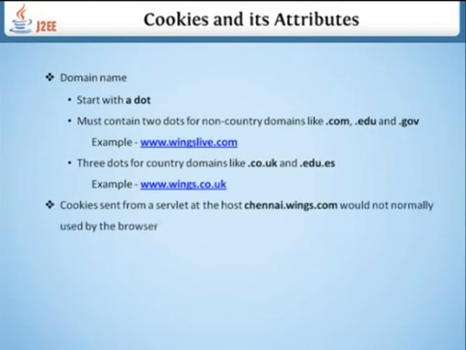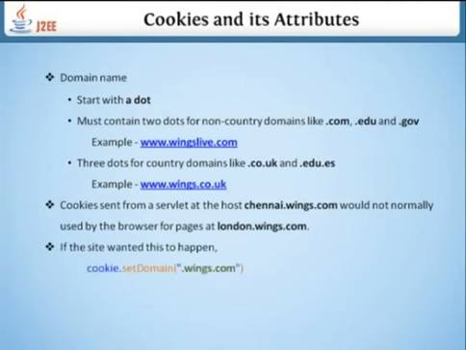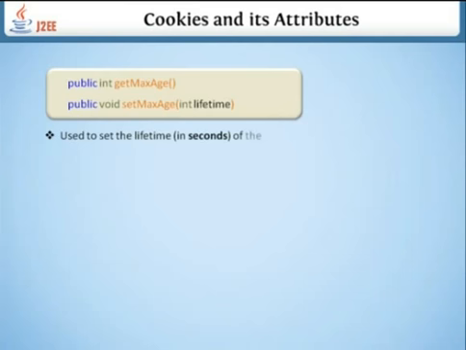A cookie is sent from a servlet at the host by using browser pages. If the site wanted this to happen, you can call cookie.setDomain with whatever name you want. Use setMaxAge to set the lifetime of the cookie. After a particular period, the cookie expires.